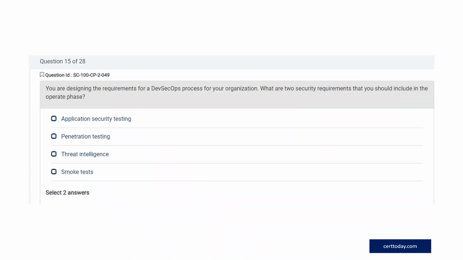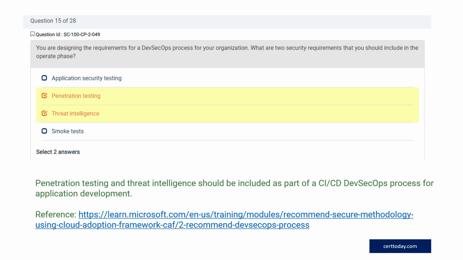Question 15. You are designing the requirements for a DevSecOps process for your organization. What are two security requirements that you should include in the operate phase? Penetration testing and threat intelligence should be included as part of a CI/CD DevSecOps process for application development.